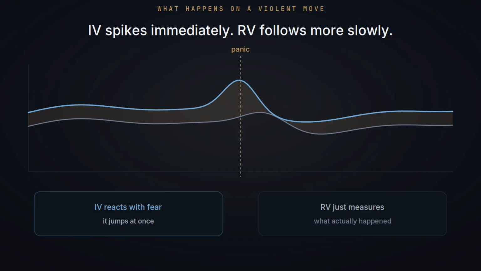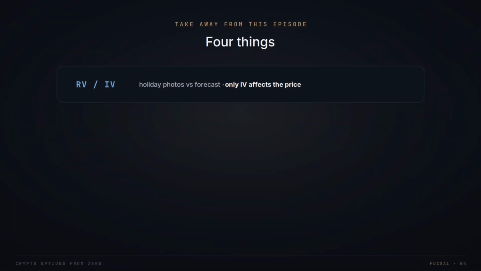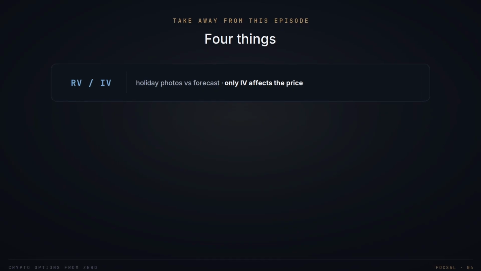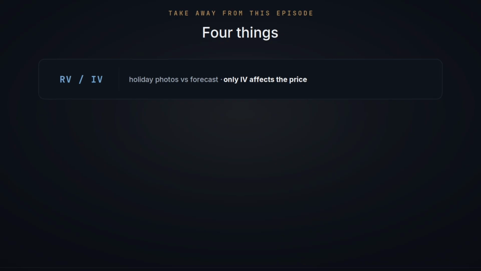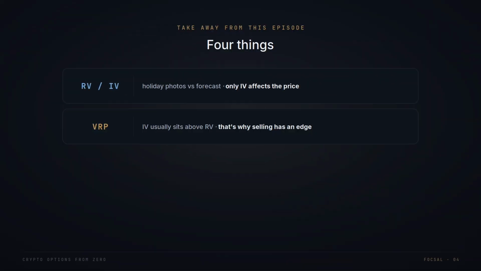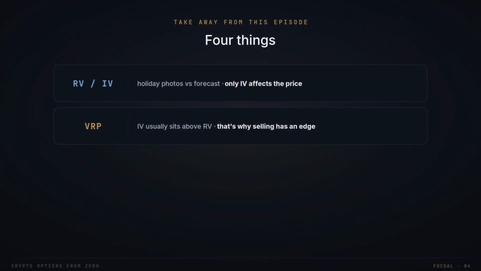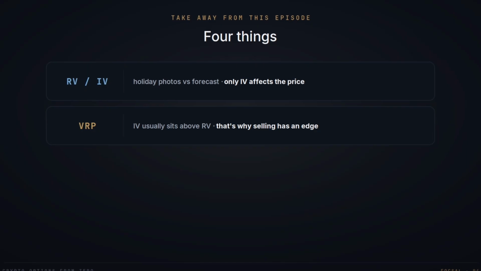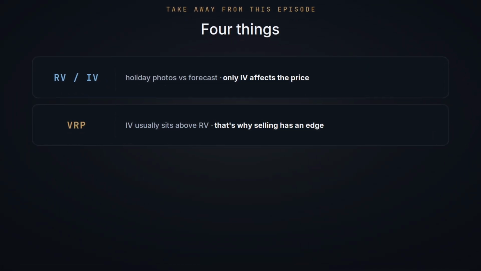4 things to take from this episode. 1. Realized volatility is the holiday photos, what actually happened. Implied is the forecast, what the market expects. And only the second one affects what your option costs. 2. Implied usually sits above realized. That gap is the volatility risk premium, and it's the reason selling options carries a statistical edge.